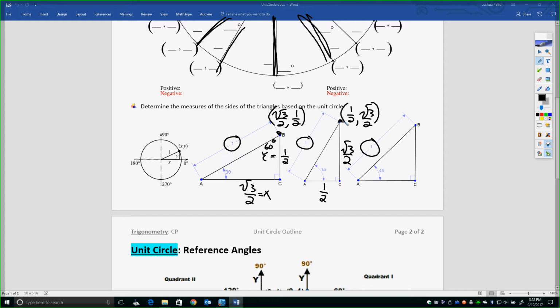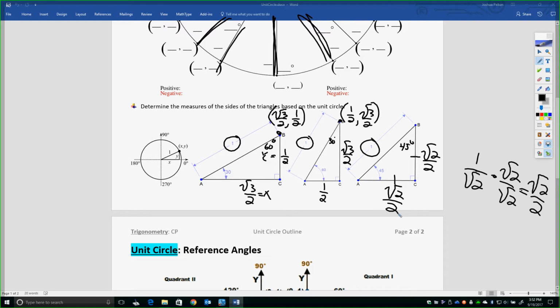And then the 45, 45, 90. The two legs are the same, and they are root 2 smaller than the hypotenuse, so that's 1 over root 2. But we want to rationalize it for later use, so I'm going to multiply it by root 2 over 2 to rationalize it. I get a root 2 over 2 answer, and that is the number we're going to use as our actual coordinate. So root 2 over 2, root 2 over 2. These are the 3 coordinates we need, whether it's a 30, 45, or 60.